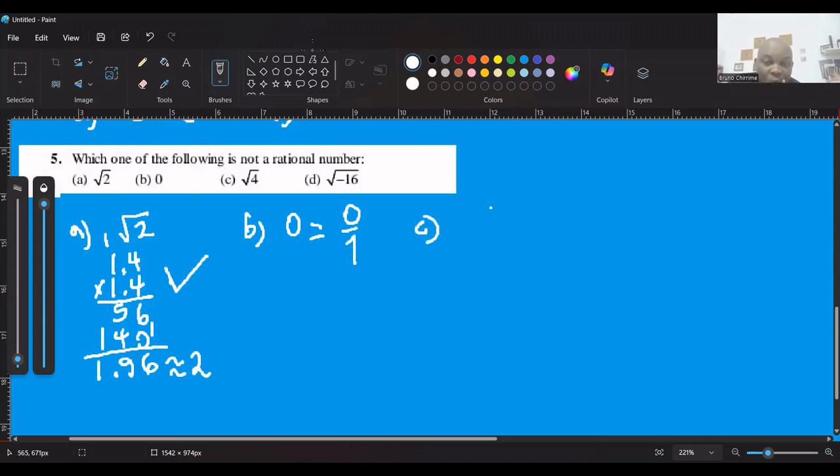Now, what about C? C, the square root of 4, we all know that is 2. 2 times 2 is 4. Can you write 2 as a fraction? Well, you can actually write 2 as a fraction. 2 over 1. So it is a rational number.